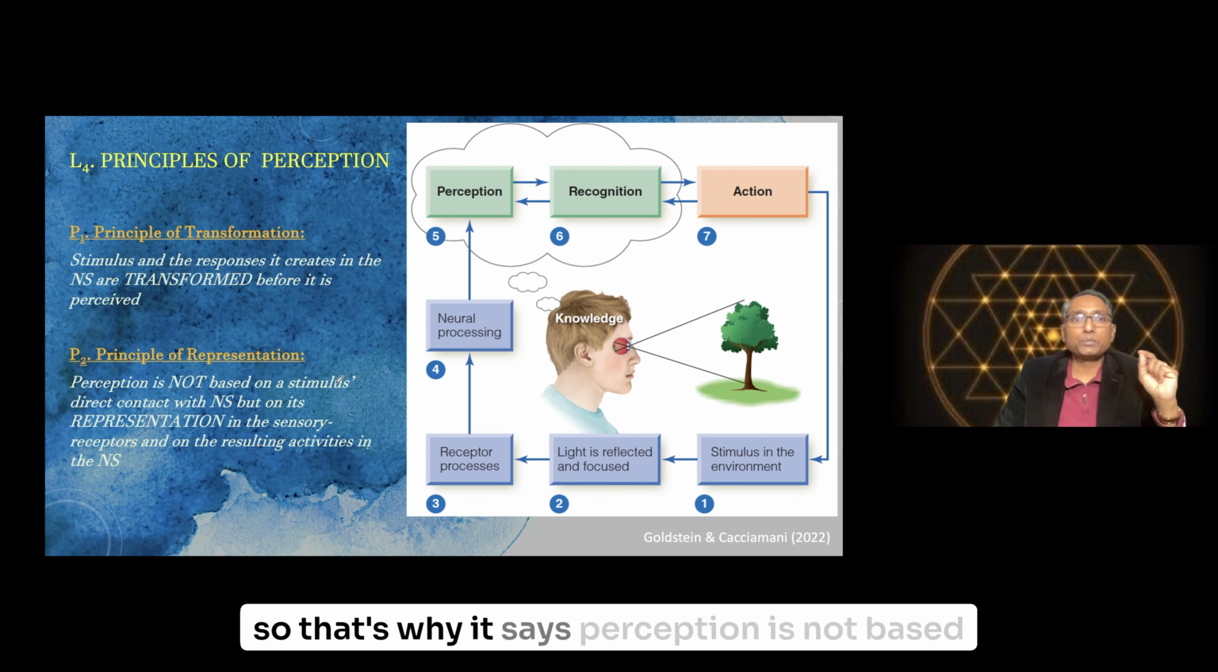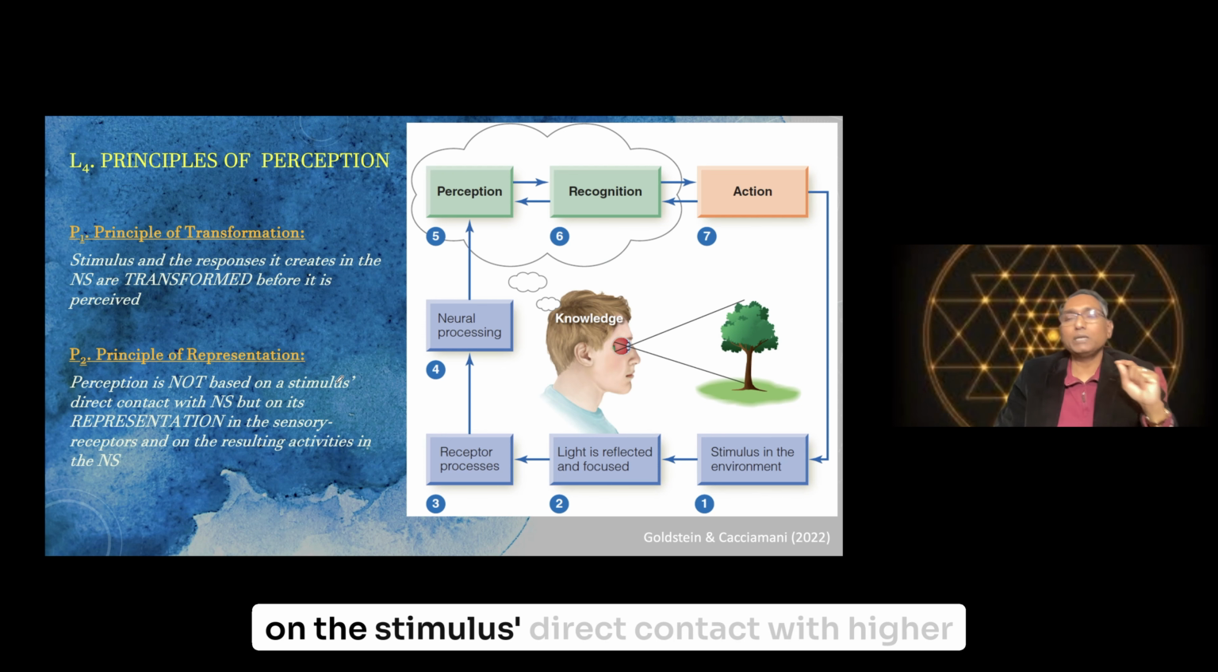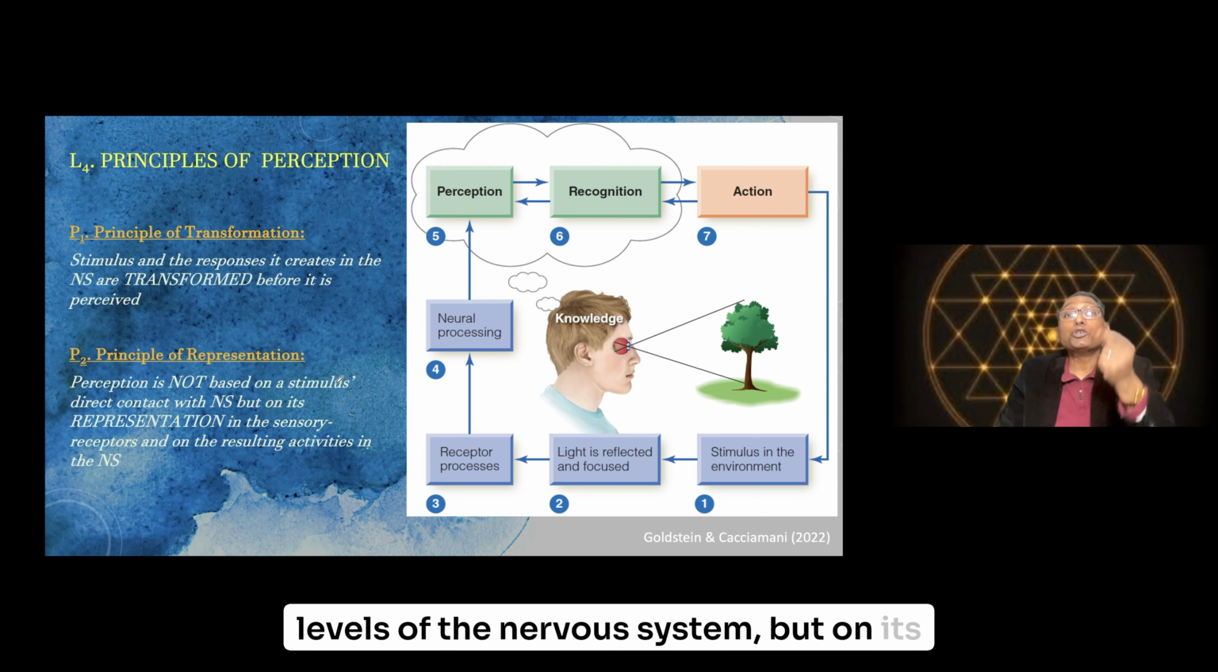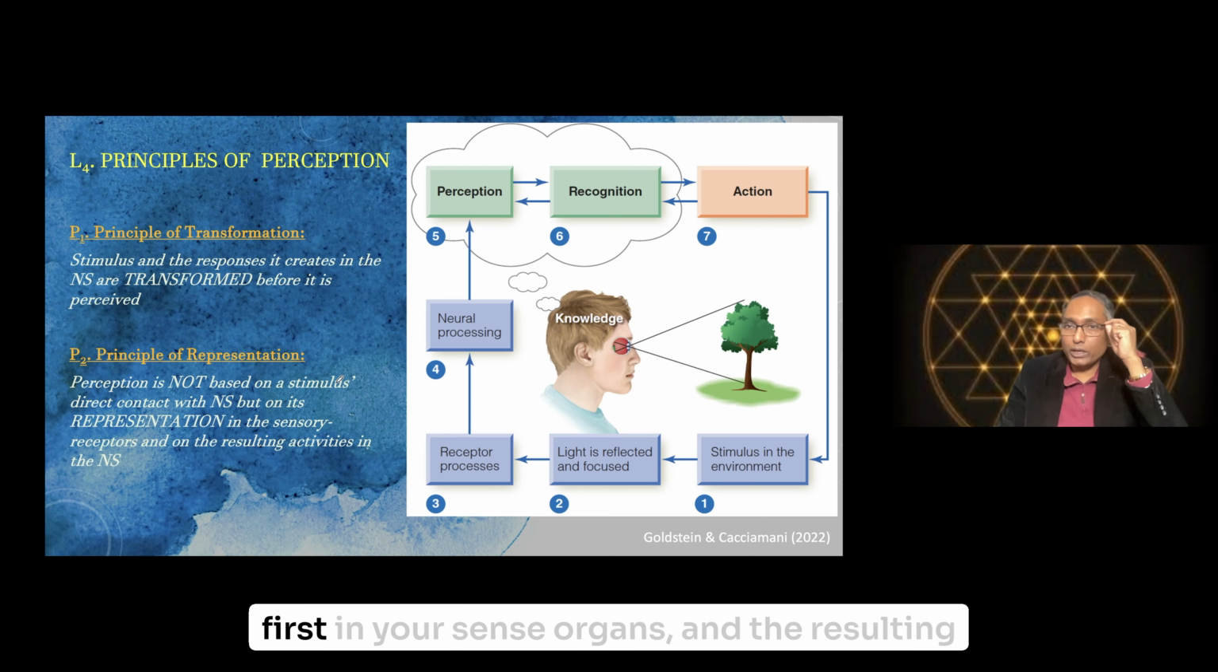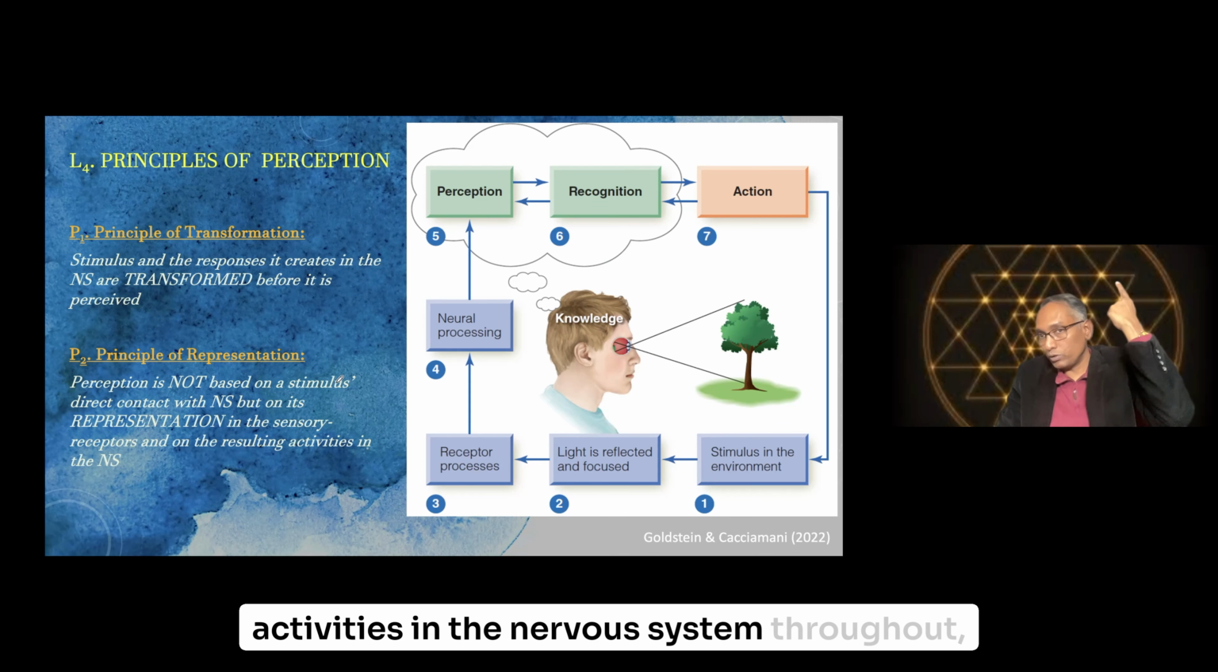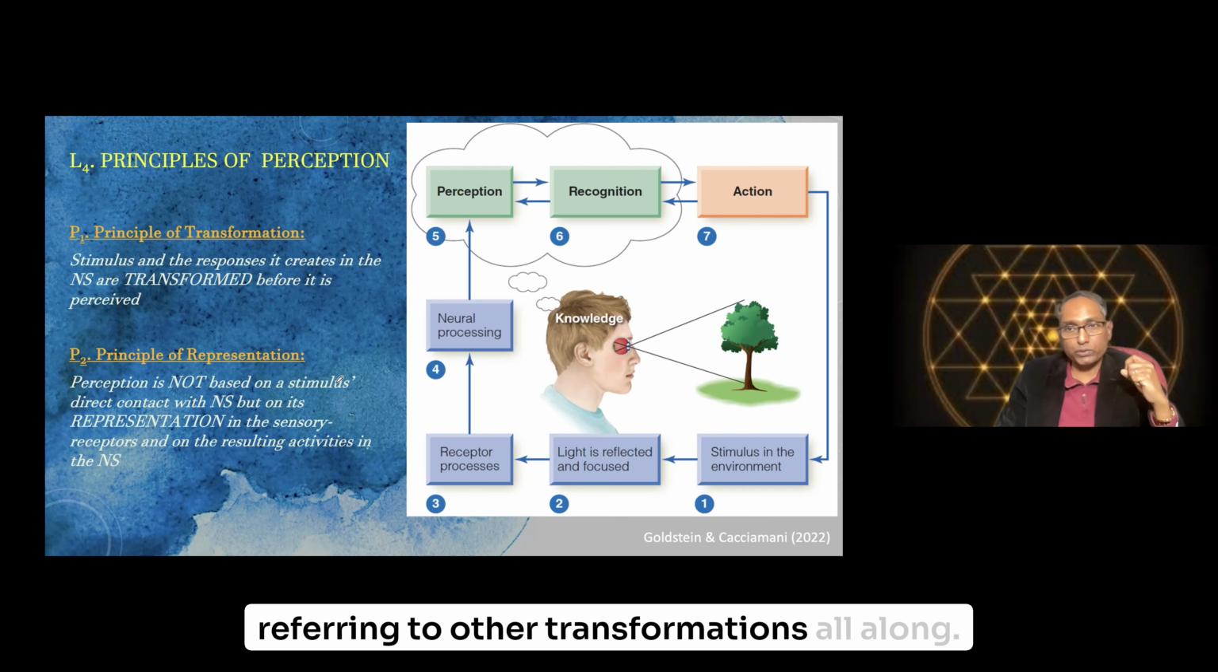No. So that's why it says perception is not based on the stimulus, direct contact with higher levels of the nervous system, but on its representations first in your sense organs and the resulting activities in the nervous system throughout, referring to other transformations all along.